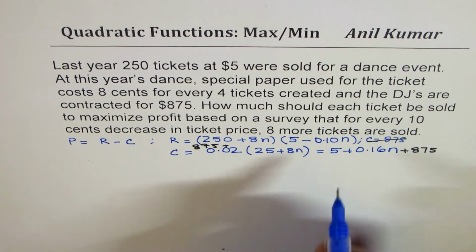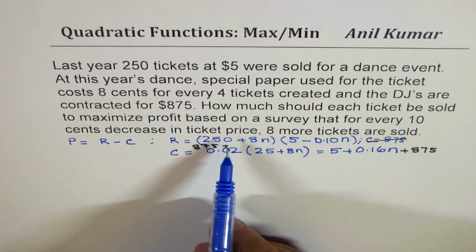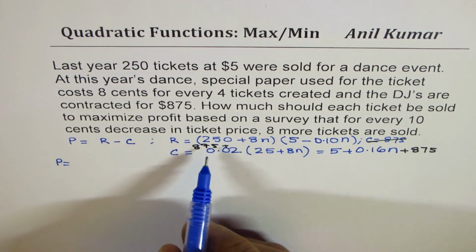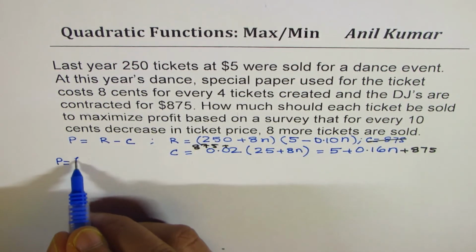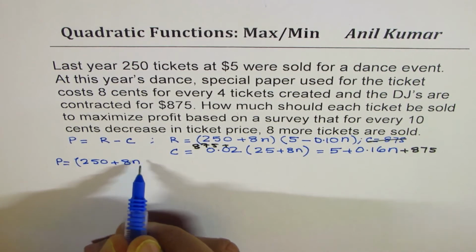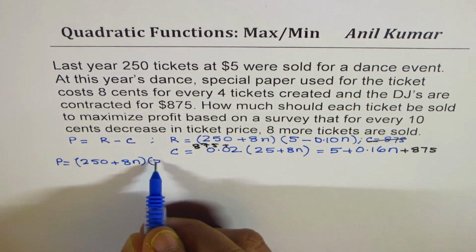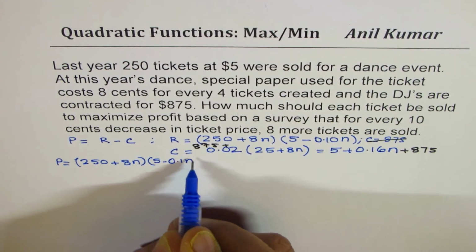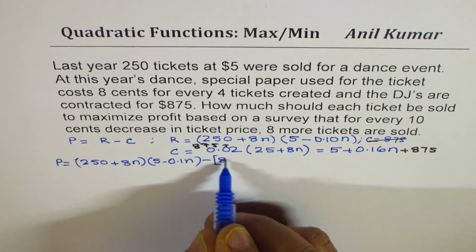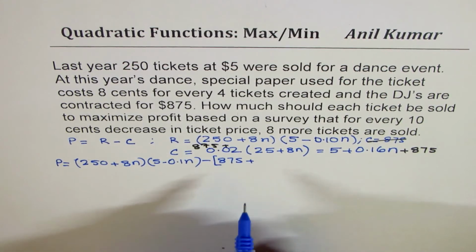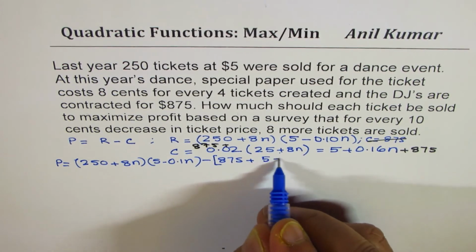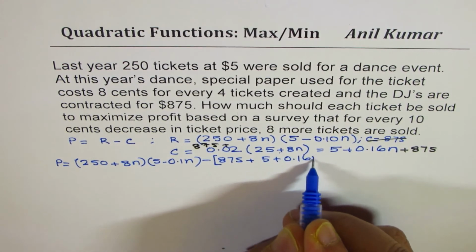Now we can write down the profit as difference of these two. So profit will be, you have to multiply these quantities. Let me rewrite. 250 plus 8n times 5 minus 0.1n. Take away the cost, which is 875 plus, when I opened it, I got this result, which is 5 plus 0.16n.